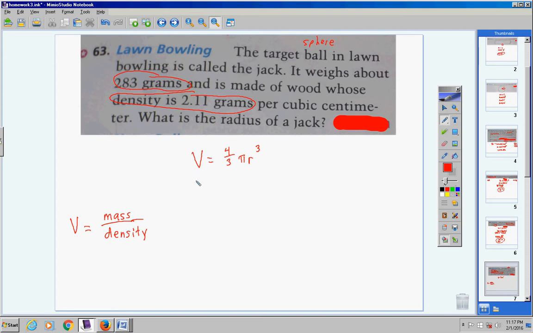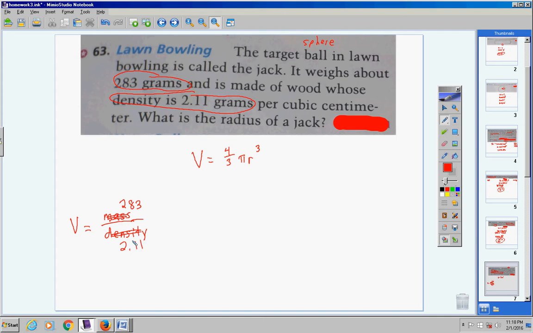So we really need to know the volume before we can find the what? The radius. And that's what they're asking us to do. What is the radius? Well, we don't know the volume, so we gotta find the volume. Here's how we do it. Mass over density. It tells us it weighs about 283 grams, which would be the mass. That weight would be the mass. So the mass is 283. The density is 2.11.